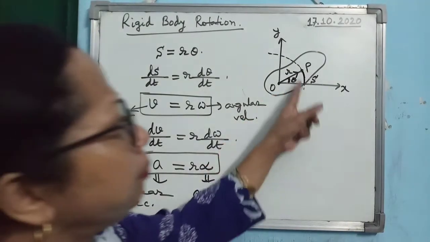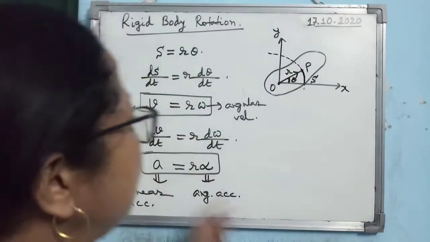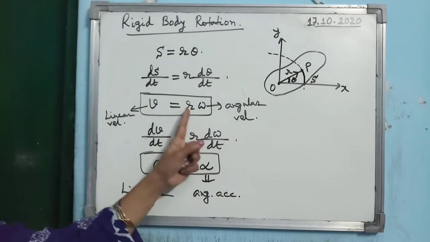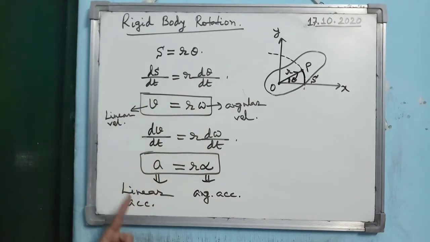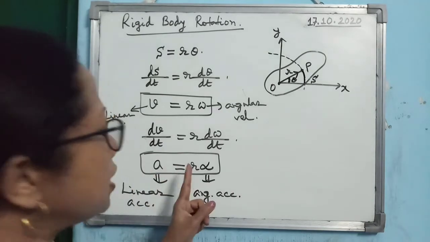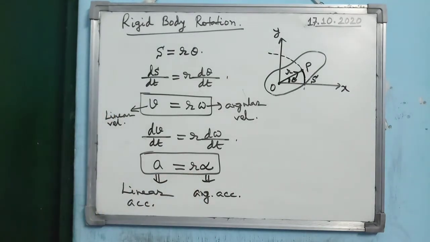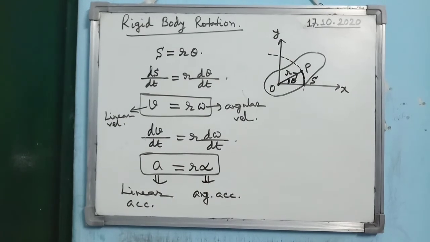When a rigid body rotates, the linear velocity is equal to the radius vector into the angular velocity, magnitude I have written, and then the linear acceleration is given by the radius vector into the angular acceleration. And what is angular acceleration? The rate of change of angular velocity, that is d omega/dt. So these are the two relations. The relations I am writing within the rectangles you are supposed to learn and remember for answering the conceptual questions as well as the numericals.